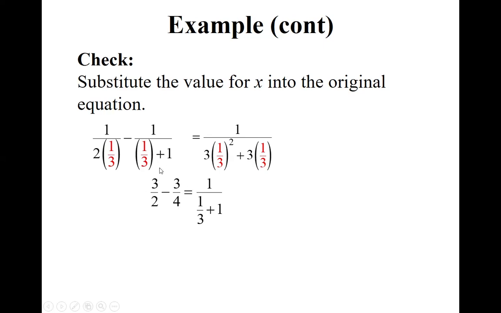So we end up with 3/2 minus 3/4 equals 1 over 1/3 plus 1. 1/3 plus 1 is 1/3 plus 3/3. That's 1 over 4/3. 1 over 4/3 is the reciprocal of 4/3, 3/4. Get a common denominator, so 3/2 is equivalent to 6/4. We have 6/4 minus 3/4 is 3/4. That is a true statement. So our value of 1/3 does check.